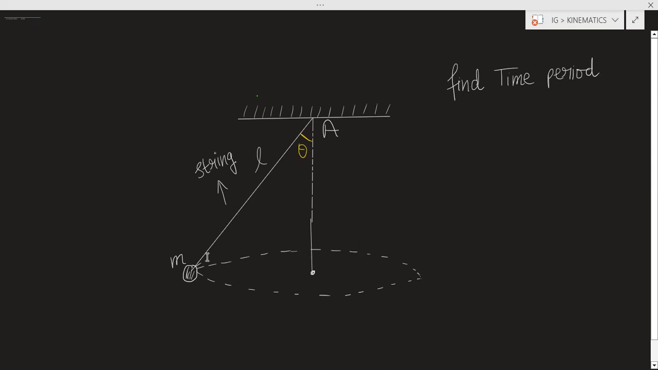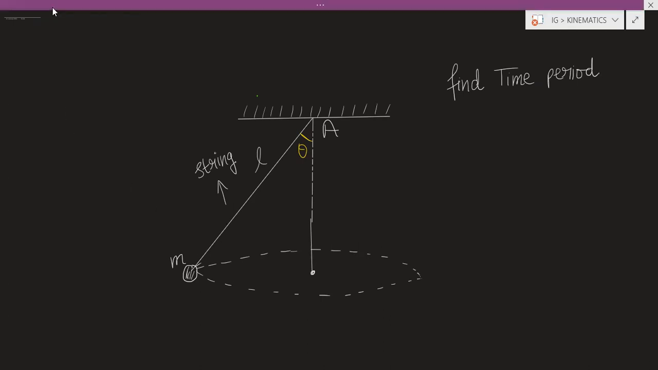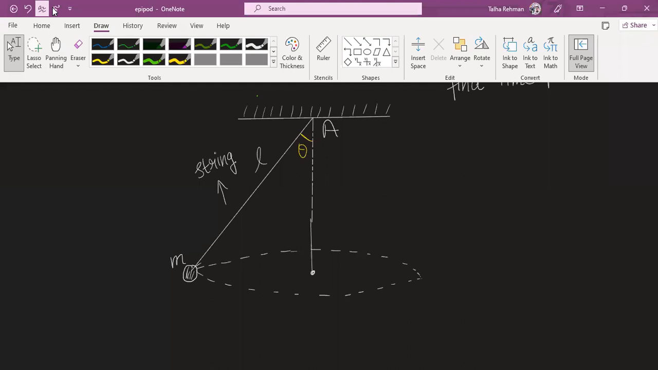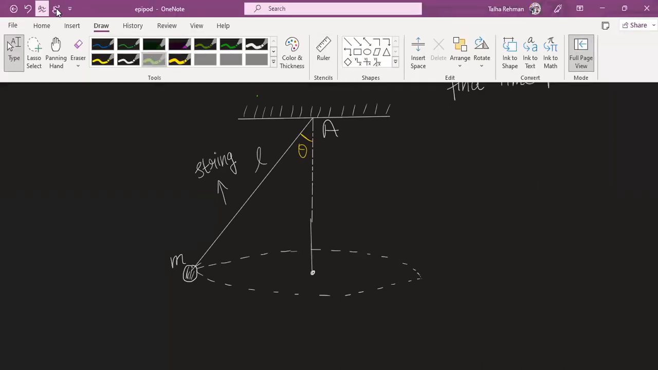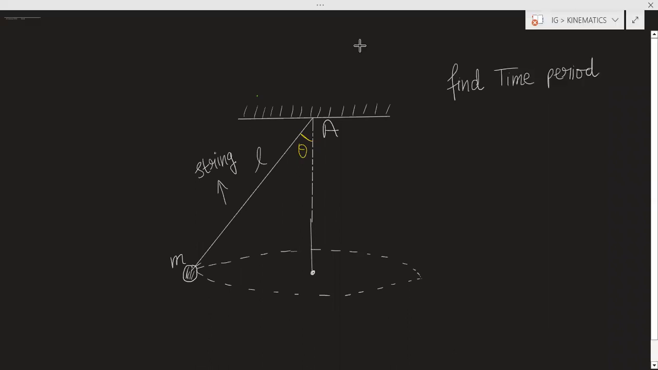This is the string. Now we will see what forces are there on the mass m. First we will see what are the forces on the mass m. So Shafruddin, can you tell me what will be the forces on this mass m?